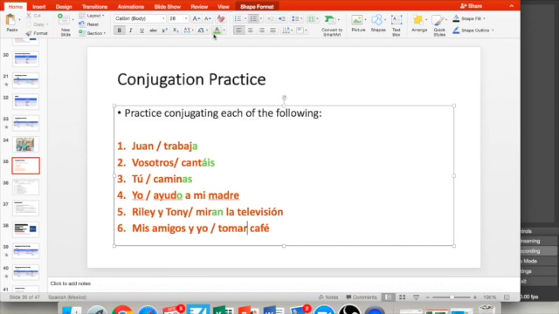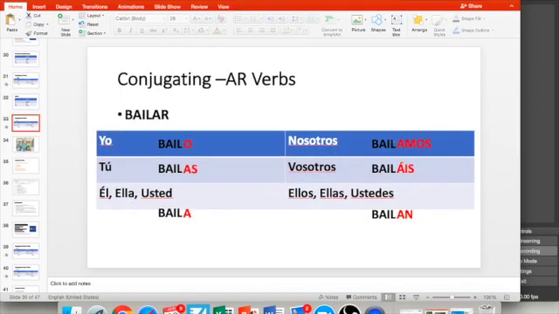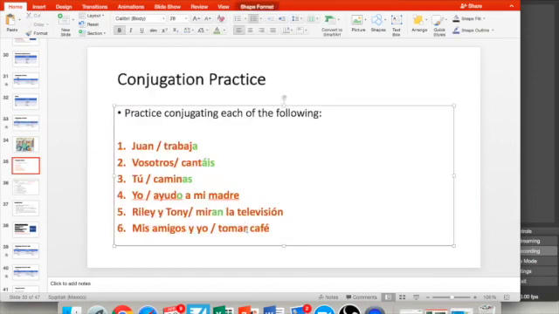Okay? And then check out number 6. It says mis amigos y yo, my friends and I. And then we have tomar café, to drink coffee. So my friends and I would be I, you, he, she, we, or they. Hopefully you're saying we. My friends and I should be we, which is my top right box, nosotros. If I find my proper ending here to go with nosotros, it's AMOS. So I'm going to take tomar, my verb, chop off the AR, and throw on an AMOS. Tomamos. Mis amigos y yo tomamos café.